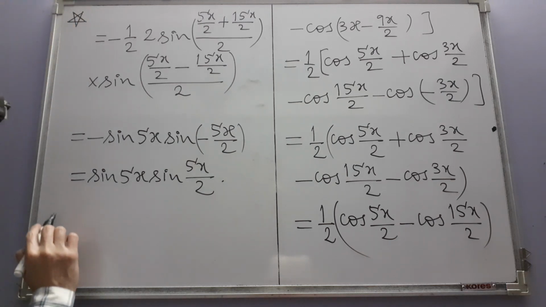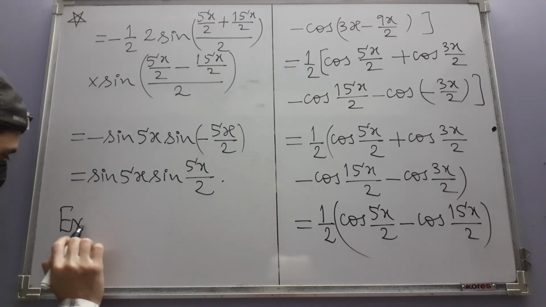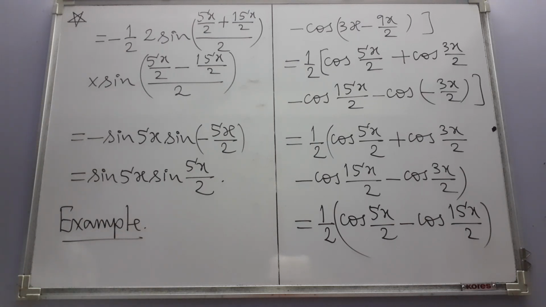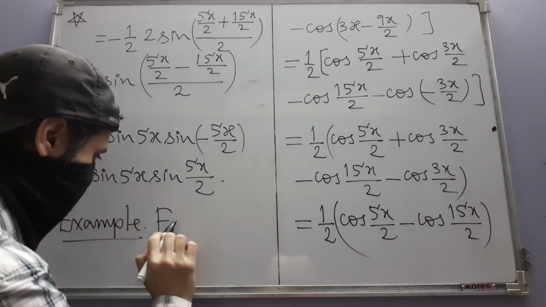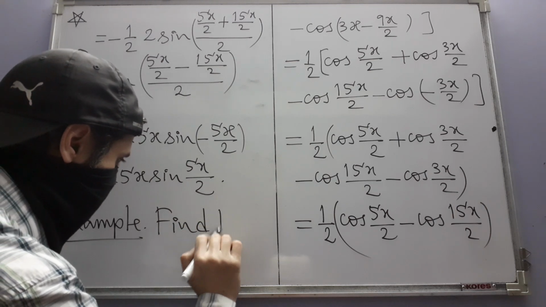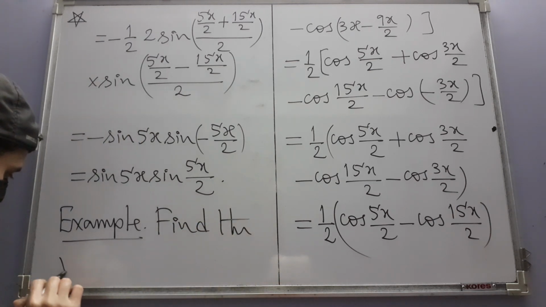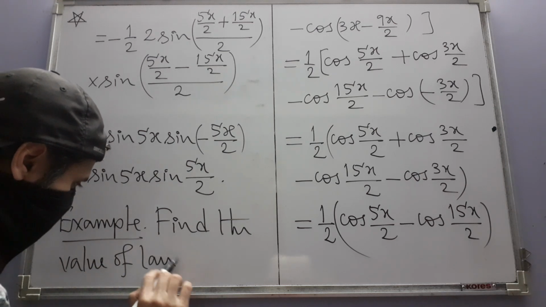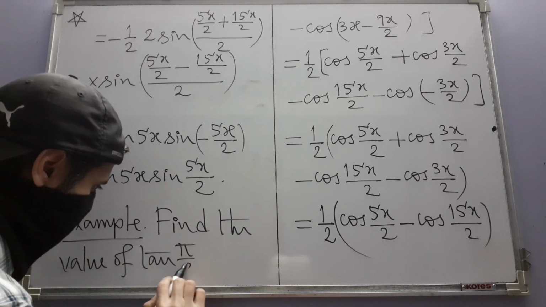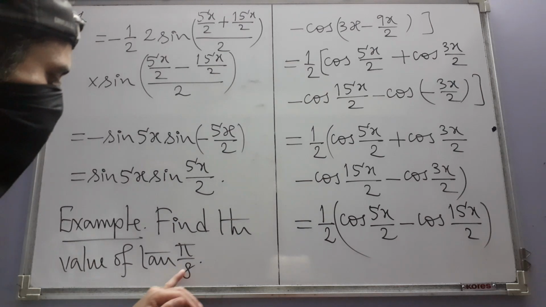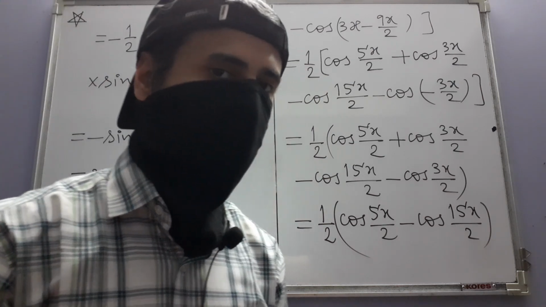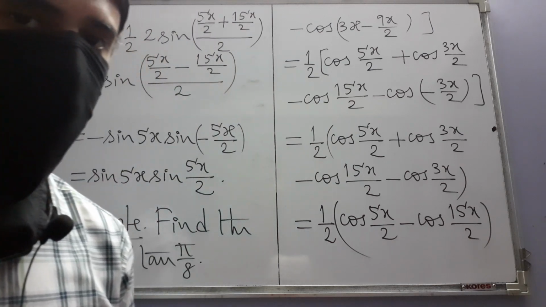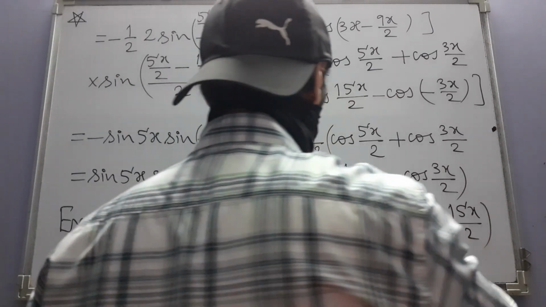Let us see another one. Find the value of tan pi divided by 8. Pi divided by 8 is not a standard angle, but it is 1/2 of the standard angle pi divided by 4 or 45 degrees.